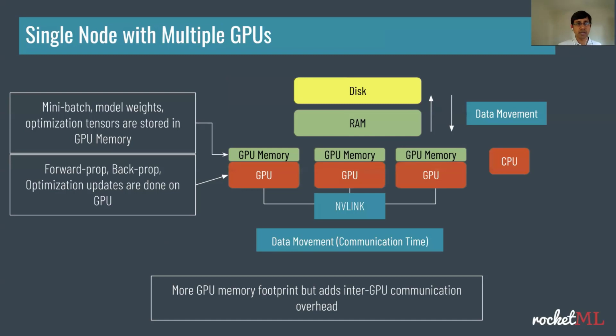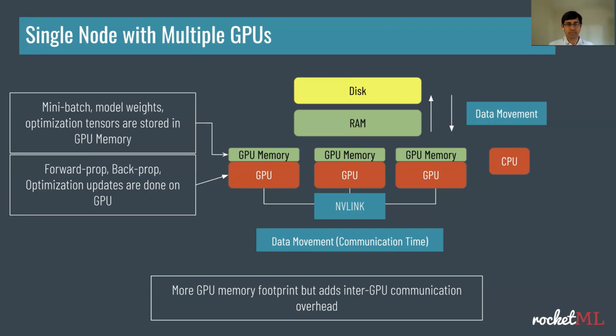So now the next level is single node with multiple GPUs. DGX 1 or 2 is a classic example of a single node with multiple GPUs. In that case, you have a disk, you have RAM, and then you have multiple GPUs, each of them with its own GPU memory and a CPU, and the GPUs are connected together with NVLink, right? So NVLink is a new hardware component. It basically connects all these GPUs for inter-GPU communication.